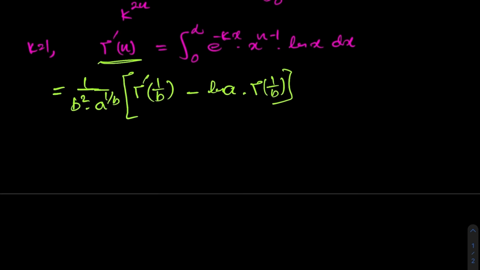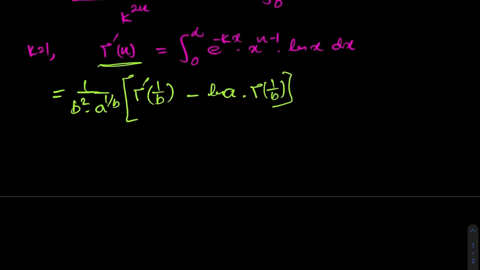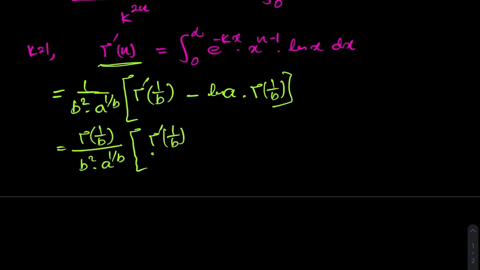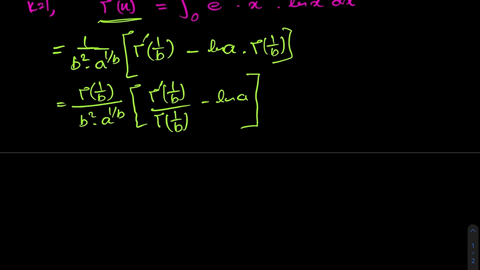Now I am going to take gamma of 1 over b as a common factor, so gamma of 1 over b over b square times a raised to the 1 over b, times gamma dash of 1 over b over gamma of 1 over b minus natural log of a.